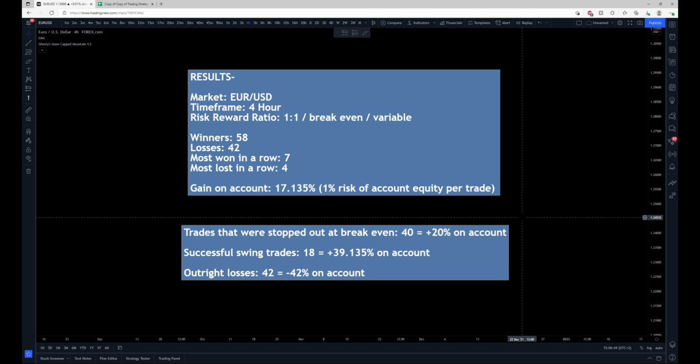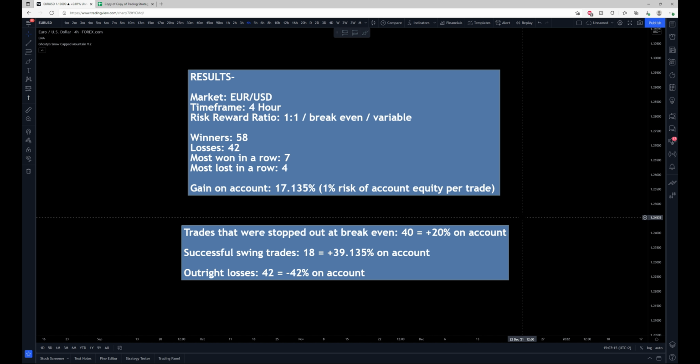The successful swing trades, there were only 18 of. But those totaled 39.135% gain on the account because a lot of those went 10 times, 7 times, or 3-4 times the risk. So some big swings in there really made up for a big portion of that gain on the account figure. And then there were 42 outright losses, so minus 42% on the account from those 42 if risking 1% per trade.